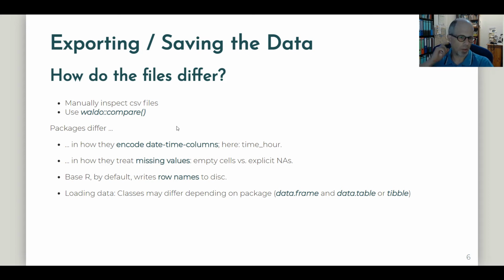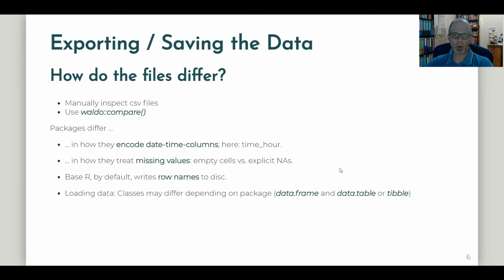And you can see that the packages differ in how they encode date-time columns, which is, I think, important to know, or good to know at least, and also how they treat missing values. Sometimes just empty cells are written, sometimes explicit NAs are written to disk. We talked about the row names in base R, I already disabled that. And also note that when you load the data back into memory, you may get different classes for the object type that you import depending on the package. They're all data frames, but you may get a class data.table or tibble on top of it, depending on whether you use data.table or the tidyverse.